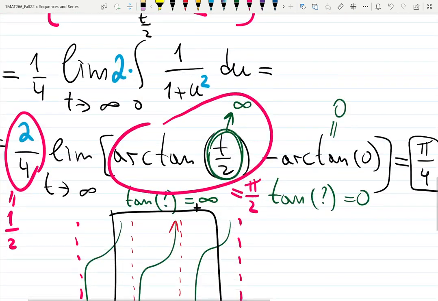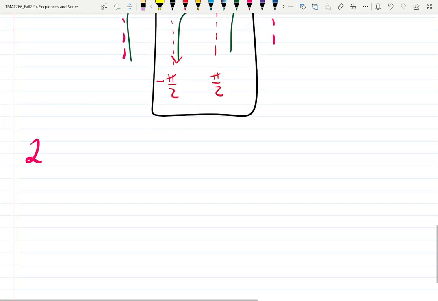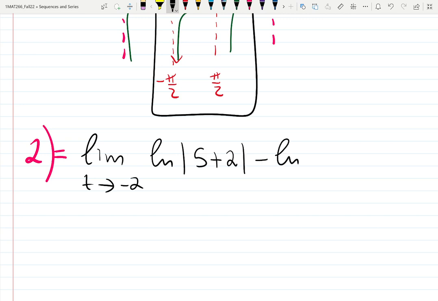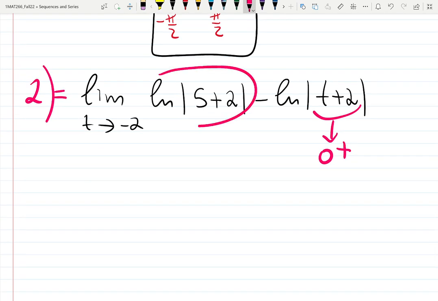Number 2 will be the limit as t goes to minus 2. We have natural log of x plus 2, so it's ln of 5 plus 2, minus natural log of t plus 2. But t goes to minus 2, so the whole input shrinks to 0 from the right. The first is a number, log of 7, that's a number. Everything depends on the second one.